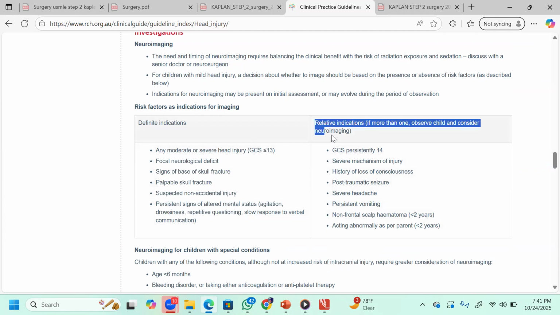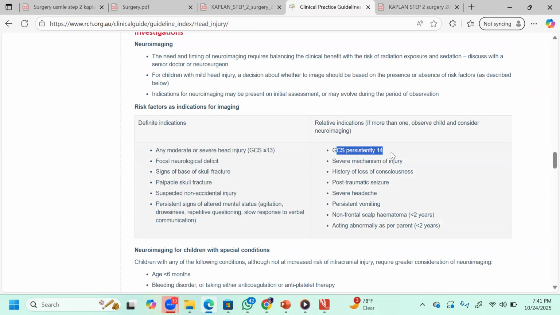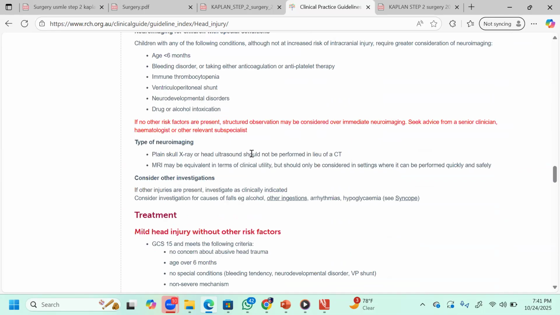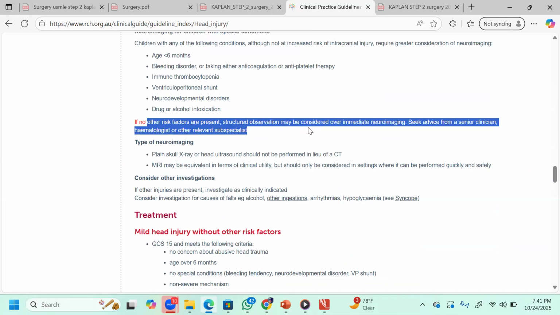Then the relative indications. If GCS is 14, or severe mechanism of injury, history of loss of consciousness, post-traumatic seizure, severe headache, persistent vomiting. So these are the relative indications. Okay. If there is no risk factor or skull fracture, observation may be considered over immediate neuroimaging. See advice from the senior clinician.